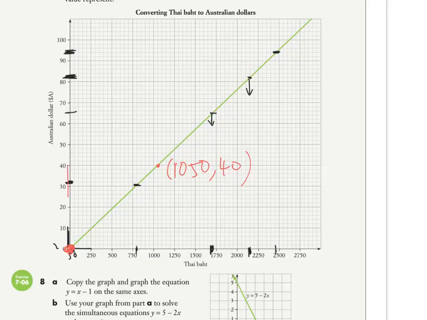So rise over run is 40 compared to 10.50. 40 over 10.50 gets you 0.038 or something like that, so 2 decimal places, 0.04.